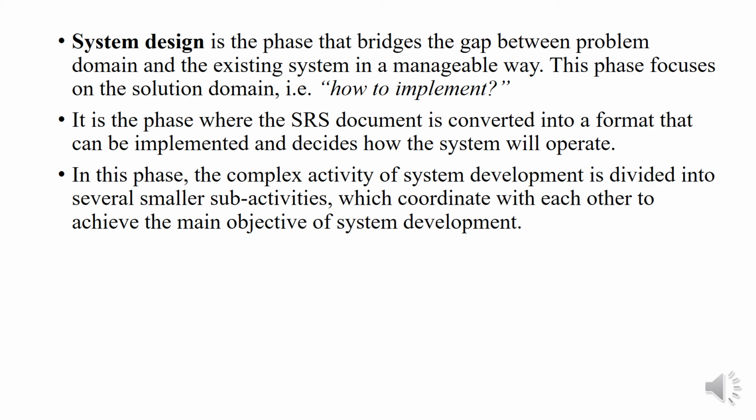System design is a phase that bridges the gap between the problem domain and the existing system in a manageable way. This phase focuses on the solution domain, that is, how to implement. It is the phase where the SRS document is converted into a format that can be implemented and decides how the system will operate. In this phase, the complex activity of system development is divided into several smaller sub-activities which coordinate with each other to achieve the main objective of the system development.